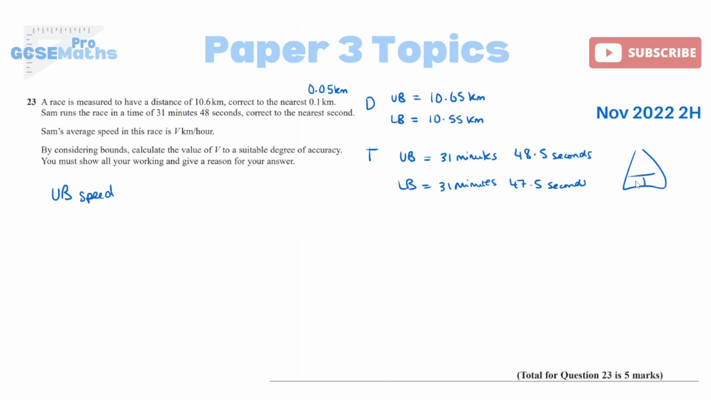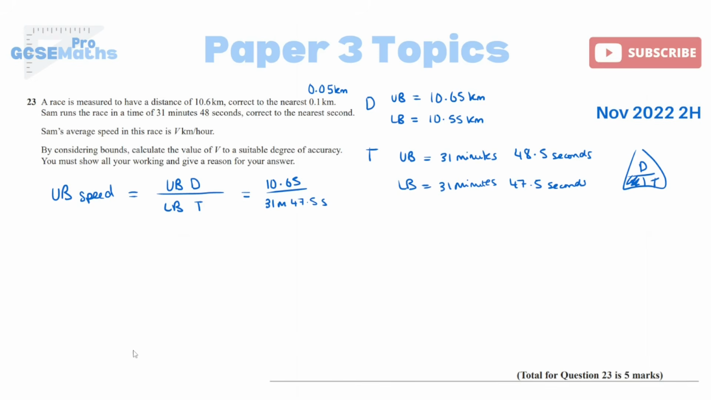Now, let's do the upper bound of the speed. Obviously, we know that speed is distance over time. So I need to divide, which means I need a mixture of upper and lower bounds. How do I get the biggest possible speed, the fastest speed? Well, that would be the biggest possible distance in the shortest amount of time. So we're going to divide 10.65 by the 31 minutes 47.5 seconds. But as I said, we do need to convert that into hours. So not only do I need to convert from minutes to hours, but also seconds to minutes to then hours.